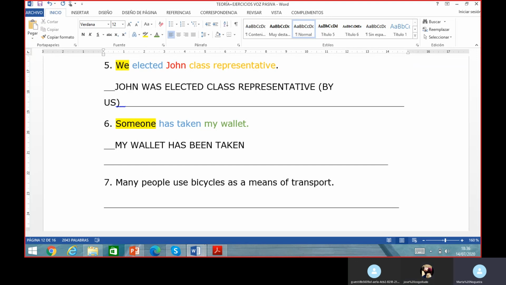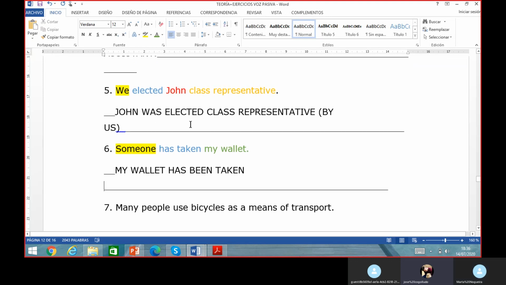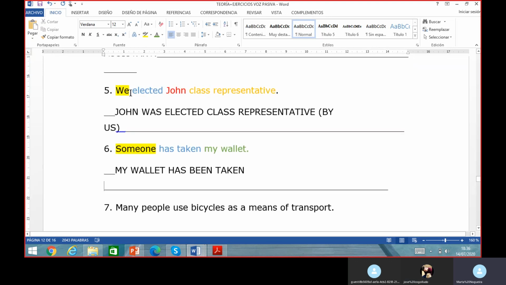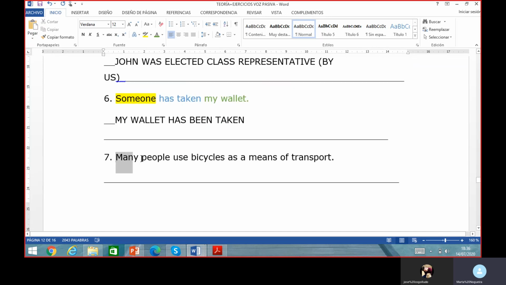Marta. Yes? In number 5, is it mandatory to put by us? No. Okay. Because it is supposed that it has been elected by someone. So when you don't have a proper noun, it is not obligatory. But in this case, for example, in 7, I would put it.